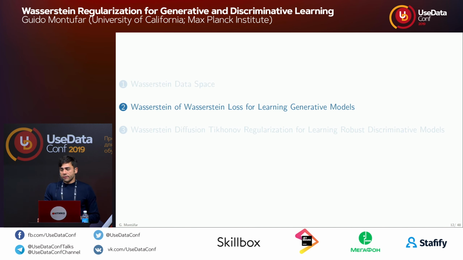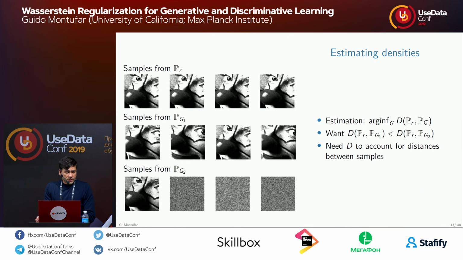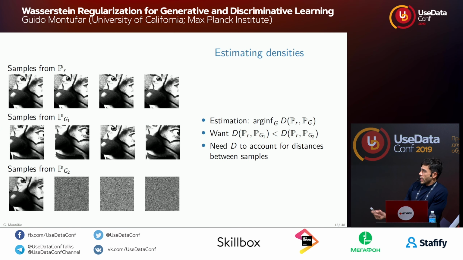Okay, so first part, learning generative models. Here is another example for the density estimation problem, and maybe just to motivate the Wasserstein estimator, minimum Wasserstein distance estimator. Maybe in the top part, you see the samples from some real distribution that you want to estimate. And in the middle, you see the samples from some candidate distribution, and in the bottom, you see the samples from some other candidate distribution.